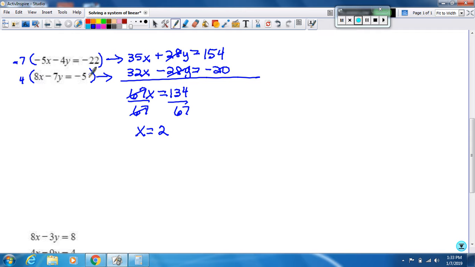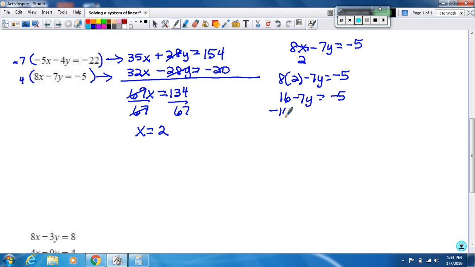Then I'm going to use the bottom equation again because it looks like smaller numbers. It'll work with whatever equation you want to use, as long as you do your algebra correctly. So x is 2. I'm going to do 8 times 2 minus 7y equals negative 5. So 16 minus 7y equals negative 5. I'm going to subtract 16 from both sides. Opposites cancel. Negative 7y equals negative 21. Divide both sides by negative 7. Top cancels with bottom. A negative 21 divided by a negative 7: the negatives cancel, and 21 divided by 7 is 3.